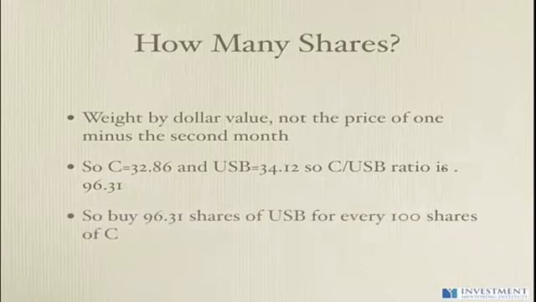So what that means is we're going to buy 96.31 shares of USB for every 100 shares of C. And if we do that, we're going to have an equal dollar value of the two stocks. So we can use that ratio, 96.31, and you can buy 50 shares, 100 shares, a billion shares, whatever, but you want to buy a slightly smaller number of shares of USB for every share of Citibank. So that's how we determine how many shares to buy of the two things.